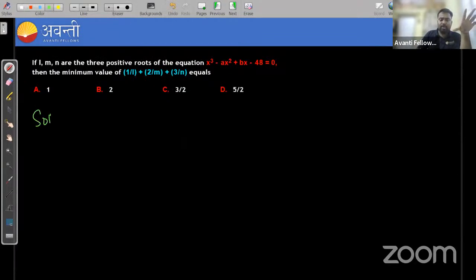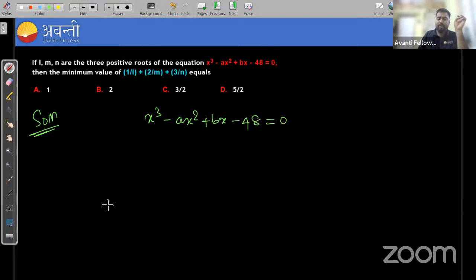Let's solve. The question says L, M, N are the three positive roots of the equation x cube minus a x square plus b x minus 48 is equal to 0. This is a cubic equation, and it is saying L, M, N are the roots of this cubic equation.